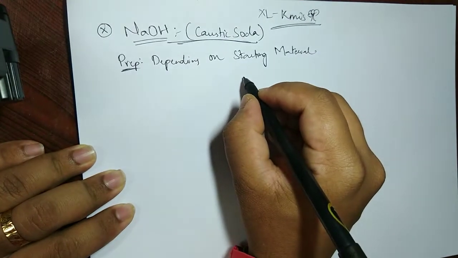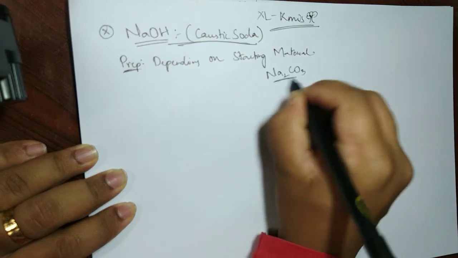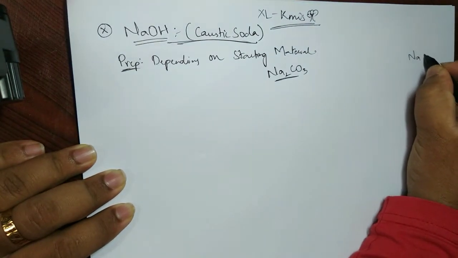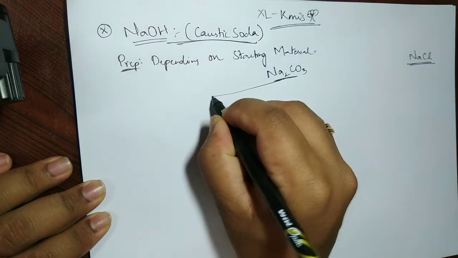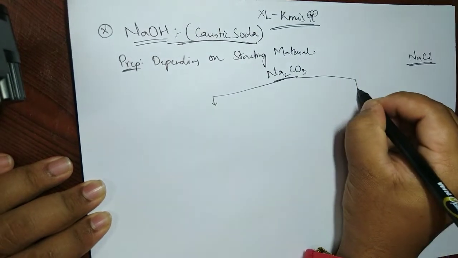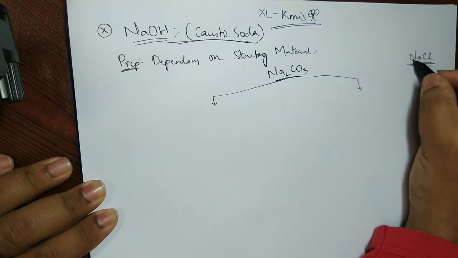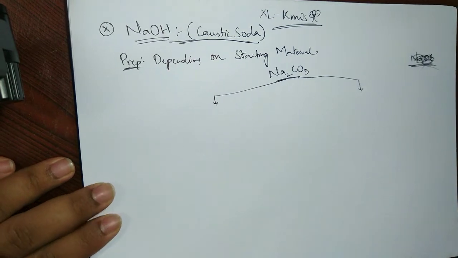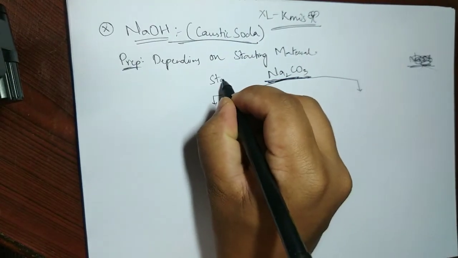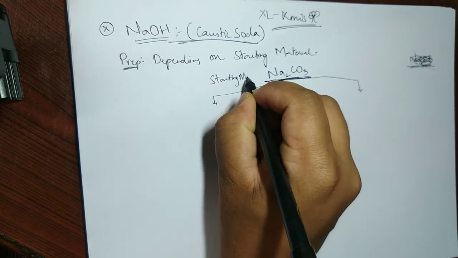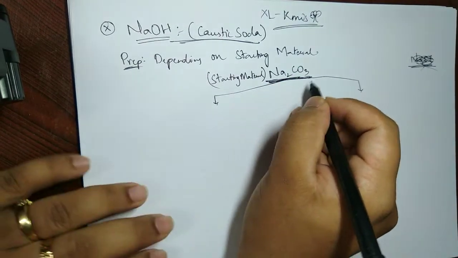For example, basically we have sodium carbonate as a starting material and sodium chloride as a starting material. So with sodium carbonate, I have two methods of preparation. Similarly with sodium chloride also I have two methods, which we'll talk about in detail on the next page. As of now, sodium carbonate is my starting material, and from sodium carbonate I have two methods.